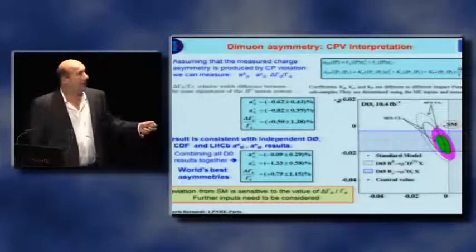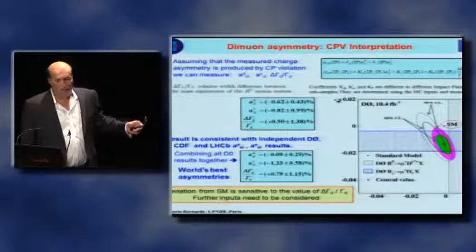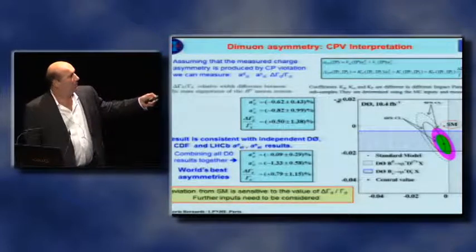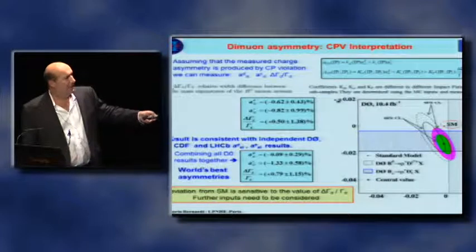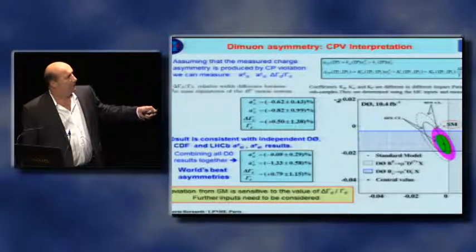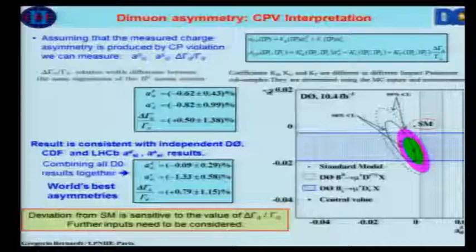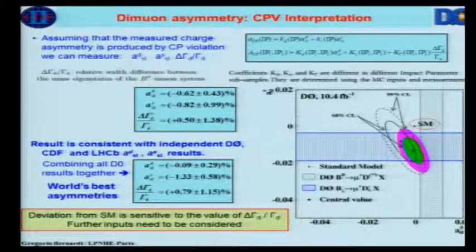We can interpret that in a CP violation framework, and here you can then deduce the A_SL^d and A_SL^s. You see here the measurement and the distance to the standard model, and nevertheless you can derive these quantities, and these are in fact the world's best asymmetries, while for ΔΓ_d over Γ_d there is now a better measurement from LHCb on this one. The deviation from the standard model is sensitive to the value of ΔΓ_d over Γ_d. This is what we realized in this analysis, and we need maybe more input on these quantities to see what's going on.